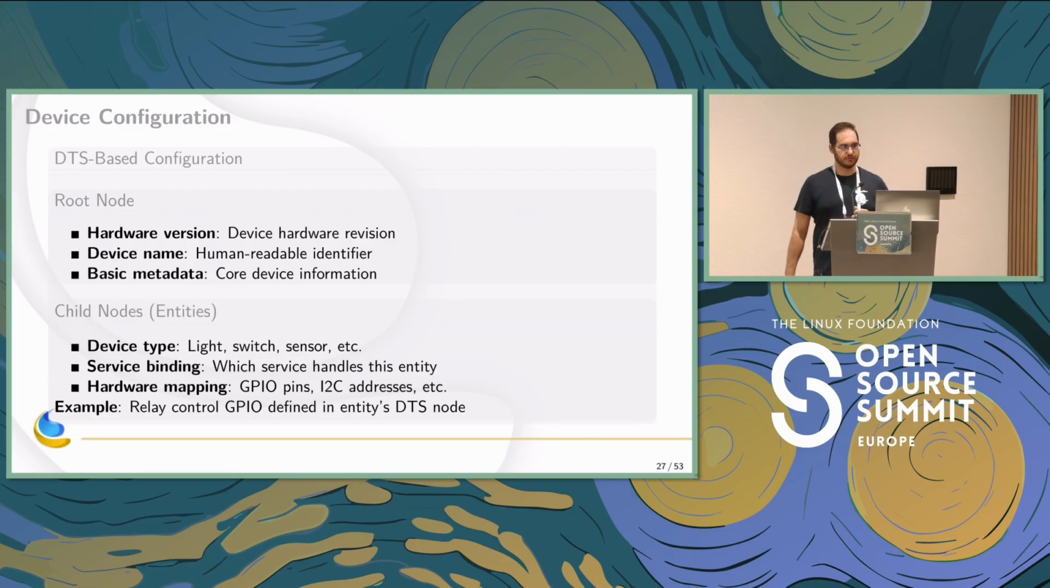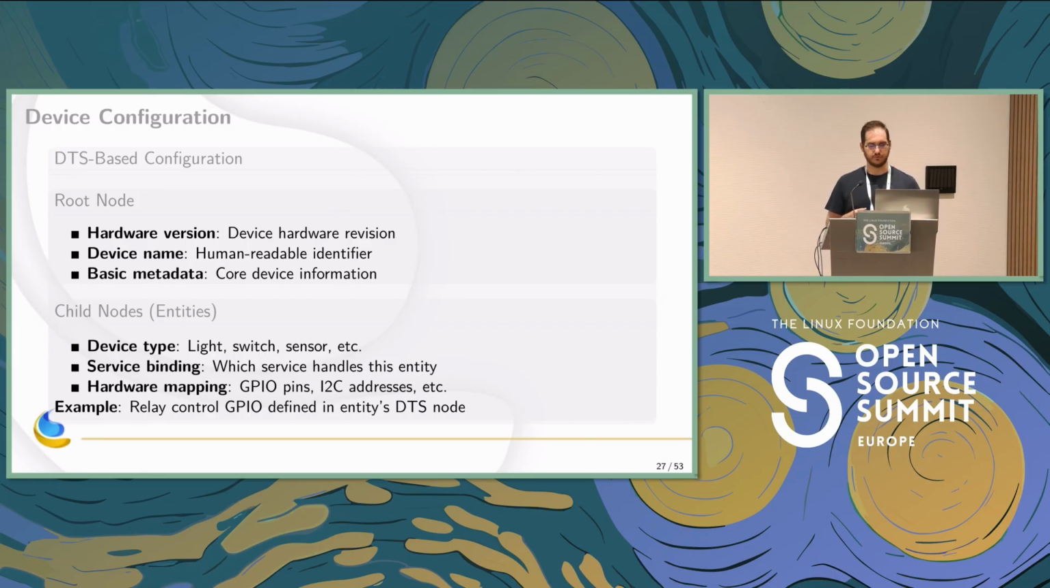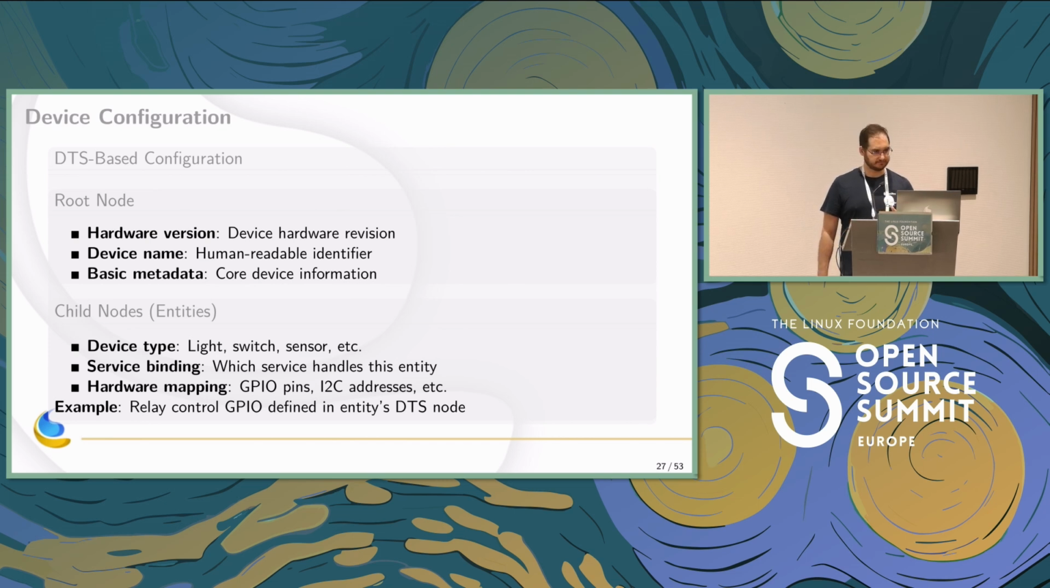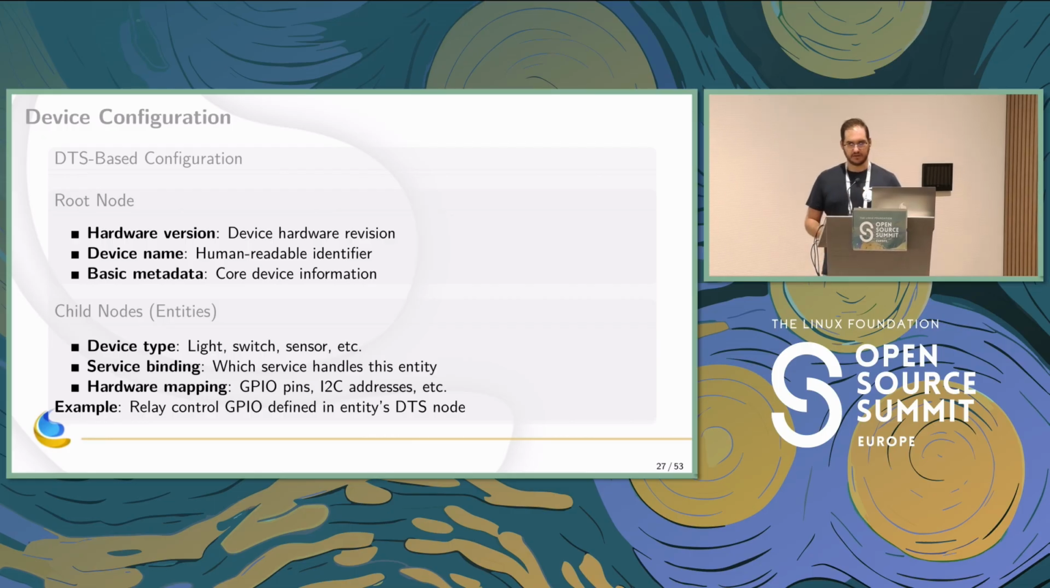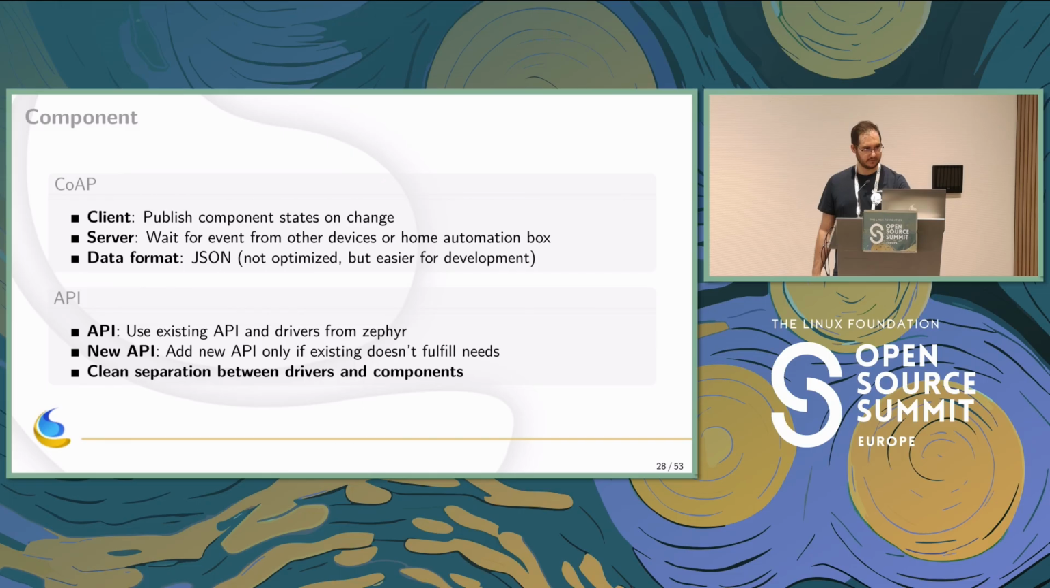Everything is configurable using DTS. So you define the hardware revisions, device name, anything interesting for the home automation system. And inside this root node, you have the child nodes that define the entities. And that's where we map the software component with the drivers. We tell it to use this GPIO to control the relay. Each component has the same structure.